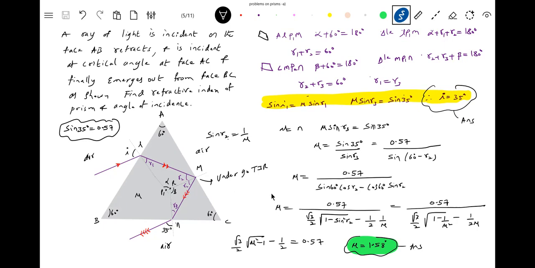Again, the same: first the relationship between angles, then applying Snell's law, then the idea of TIR.